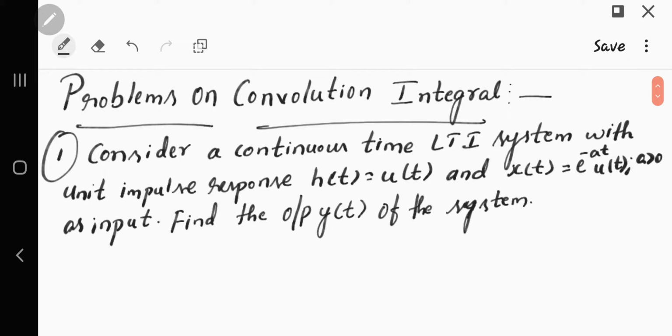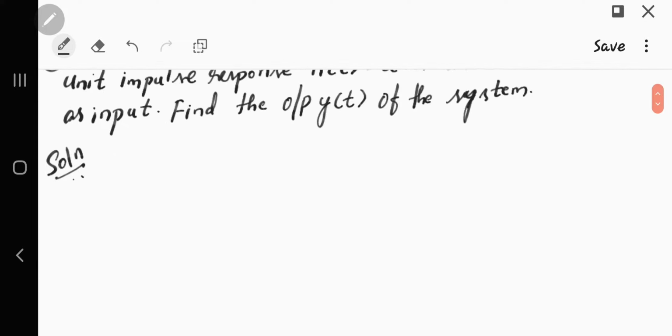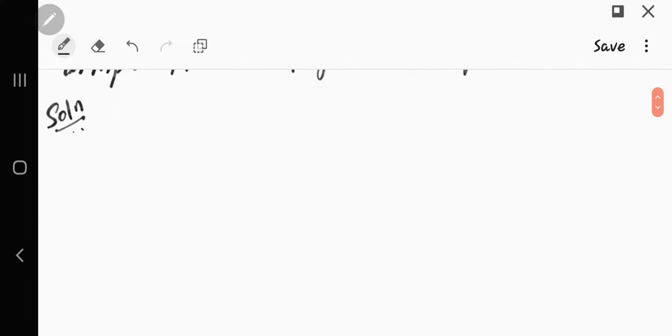Now we don't have the plots here. First we have to plot x of t and h of t, and then we have to find the output y of t by performing the convolution operation. So let's start solving the problem. First I will plot x of t here.